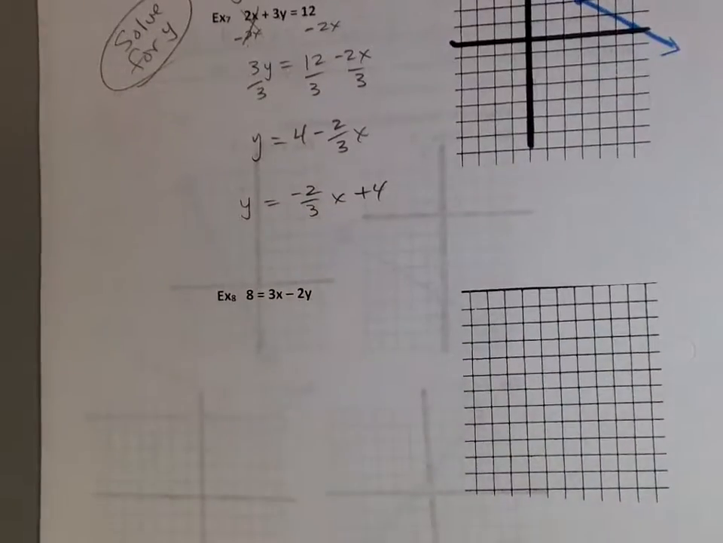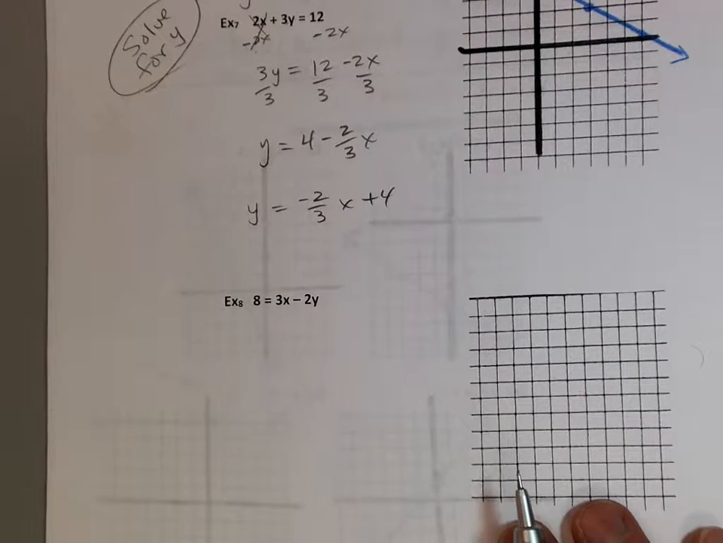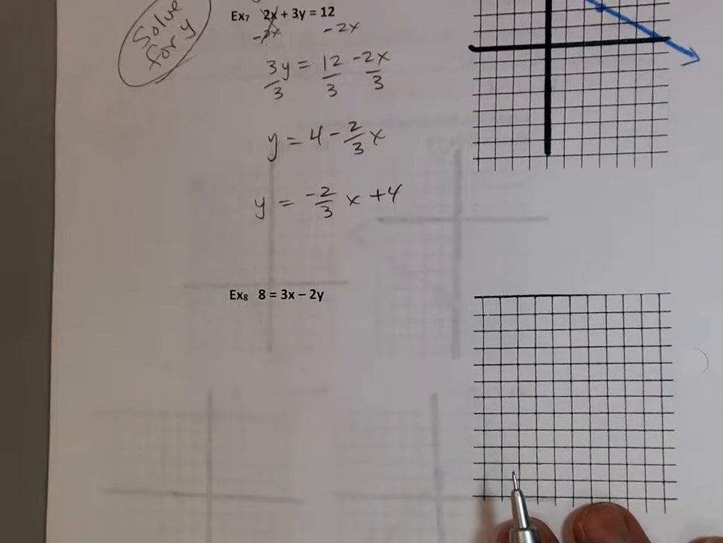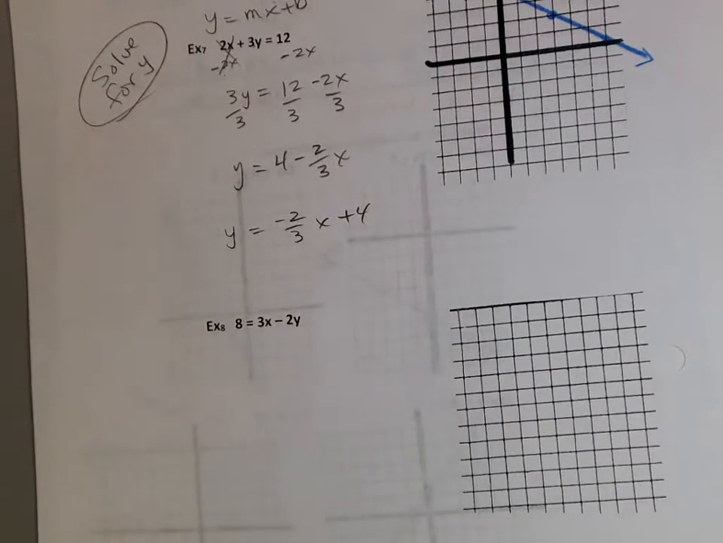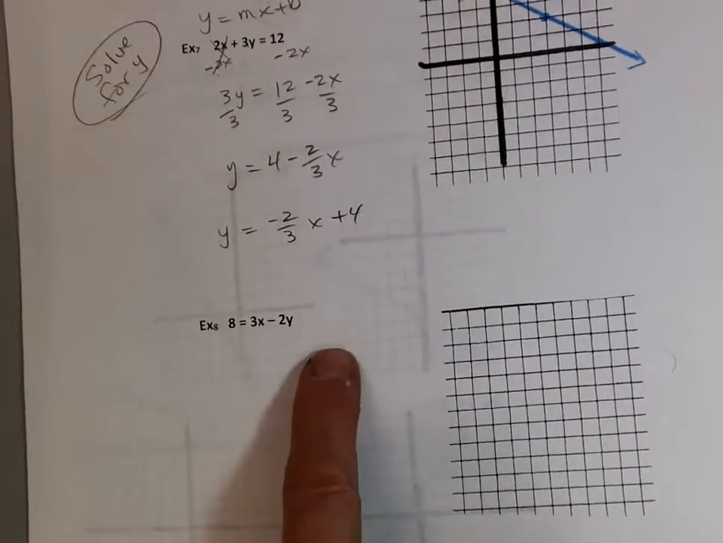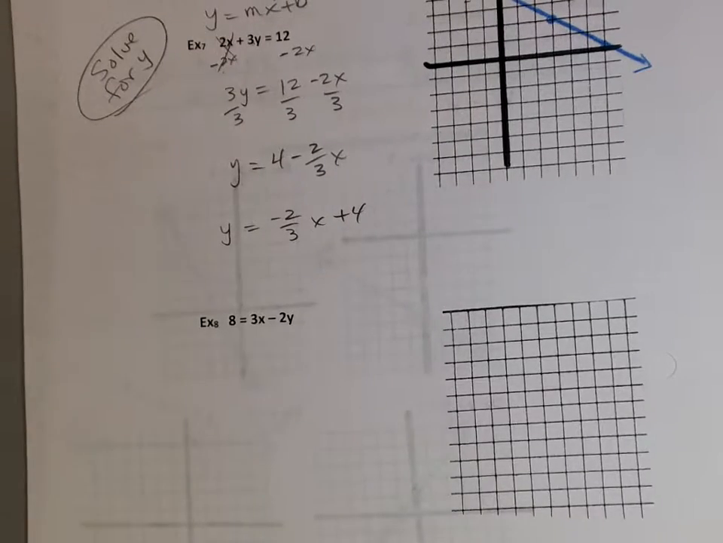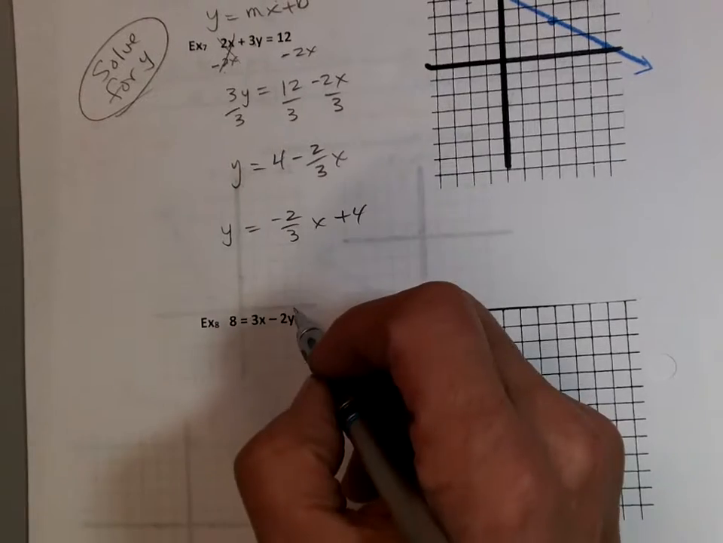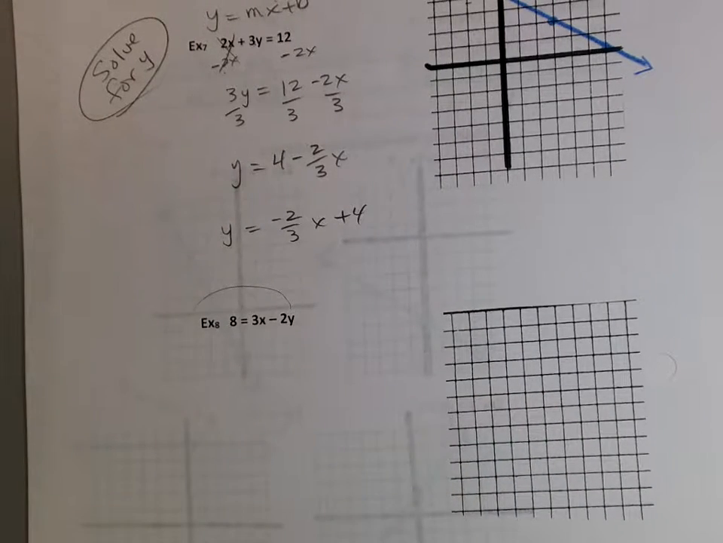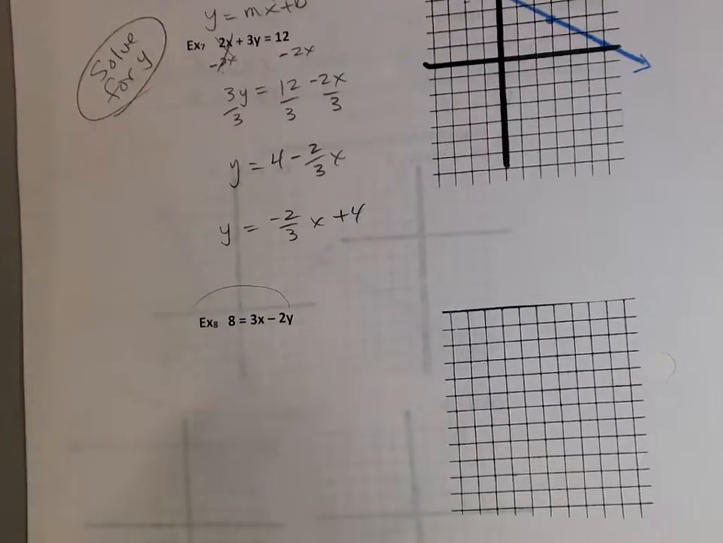Good. Example 8. We're going to solve for y. There are 3 or 4 different ways to do this, and all of them are correct. Anybody have any ideas? I always like to hear from you guys. What do you think? Let's solve for y. Anybody have any ideas? Subtract 3x. Okay, let's subtract 3x. You know what Daisy did last period? She brought the 2y over. But let's subtract 3x, because that still works, okay?